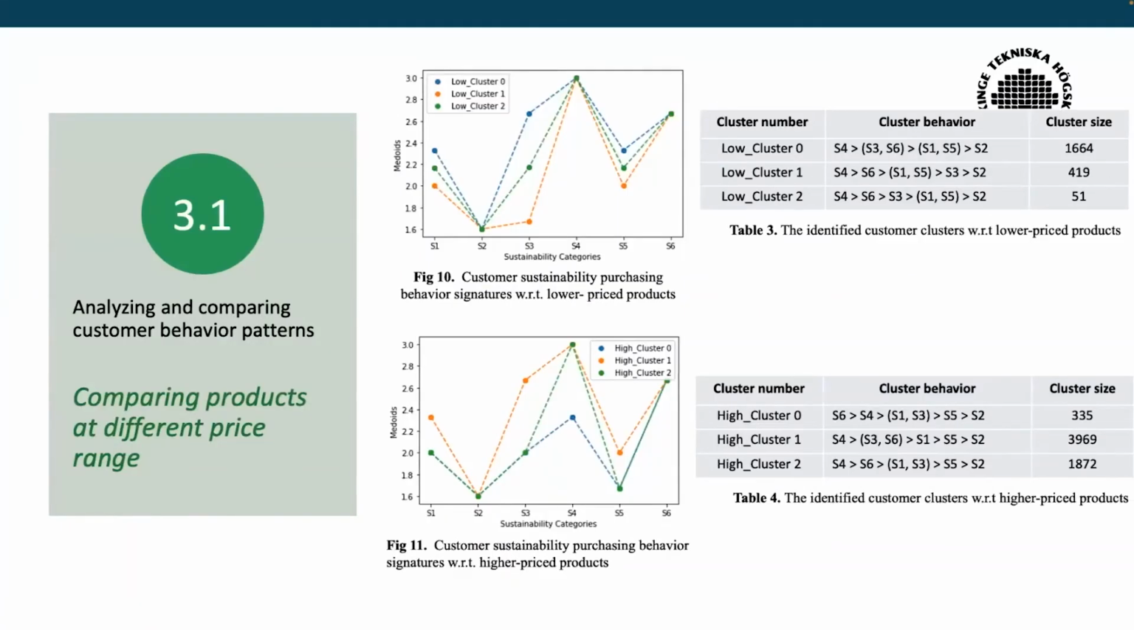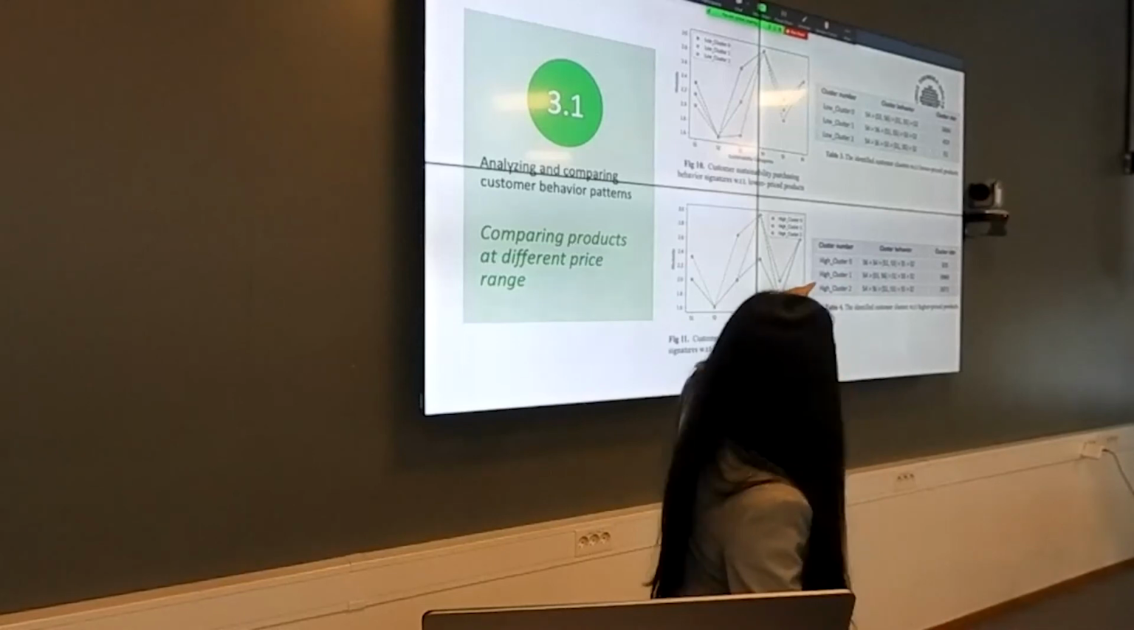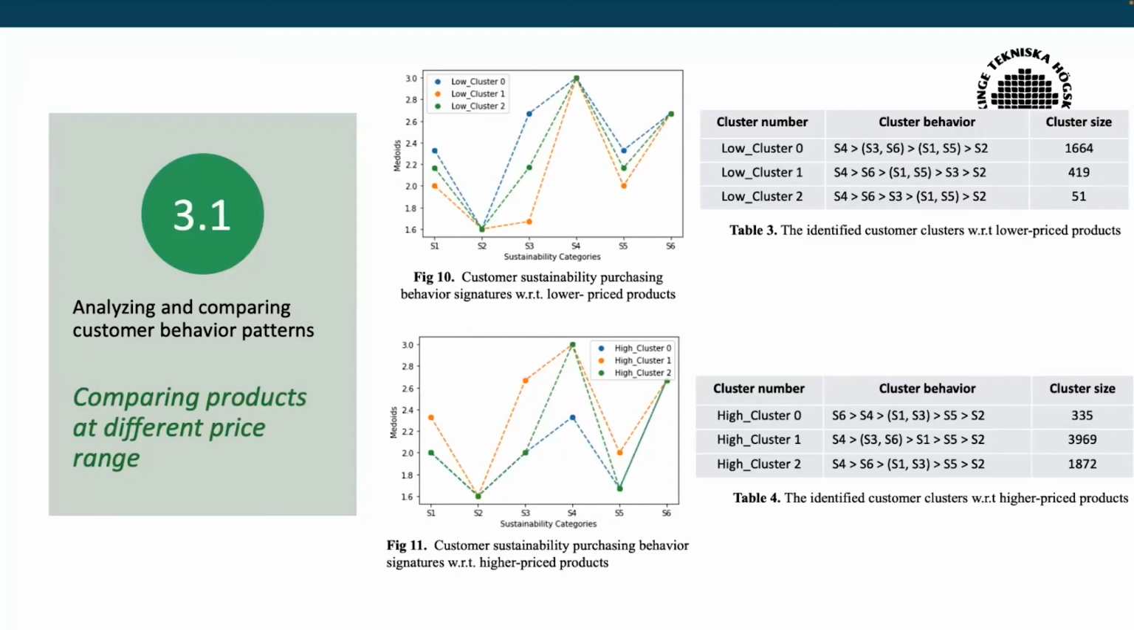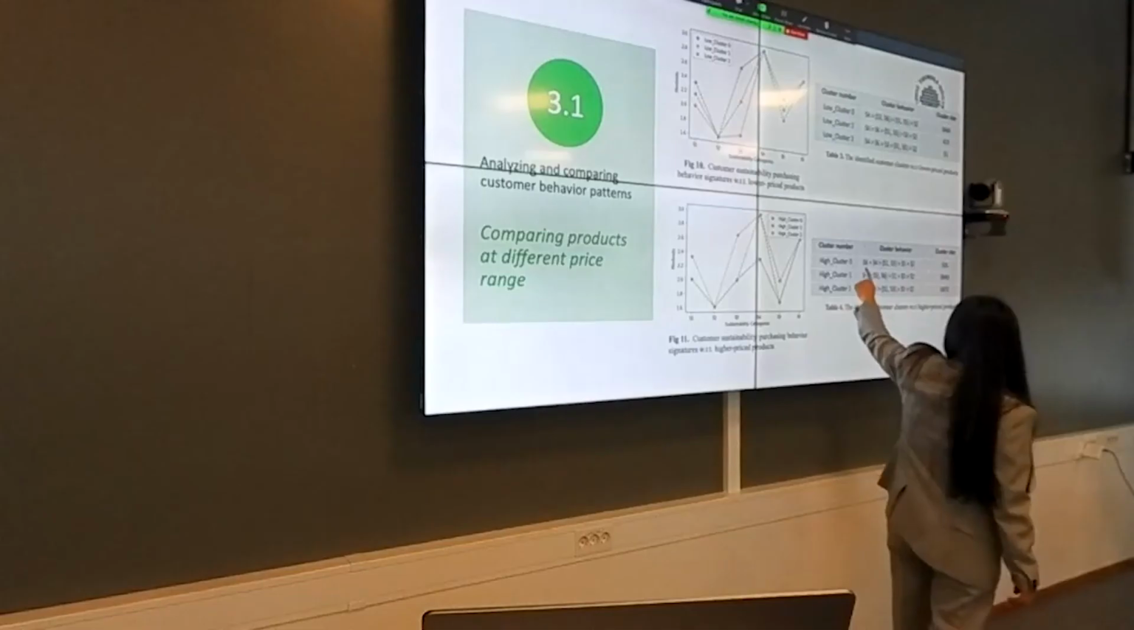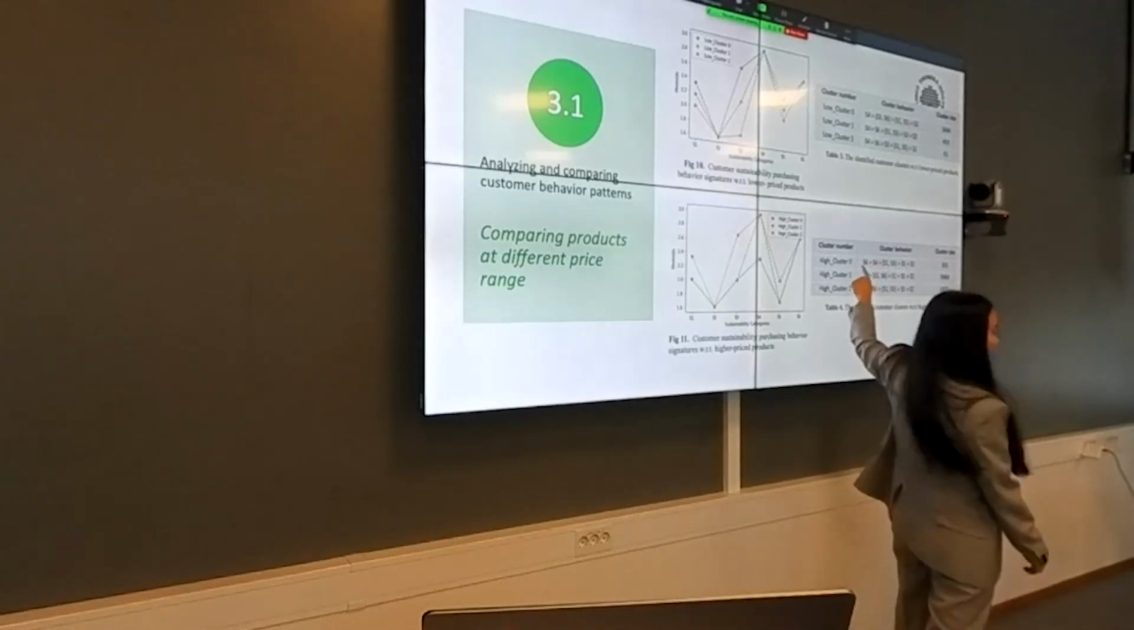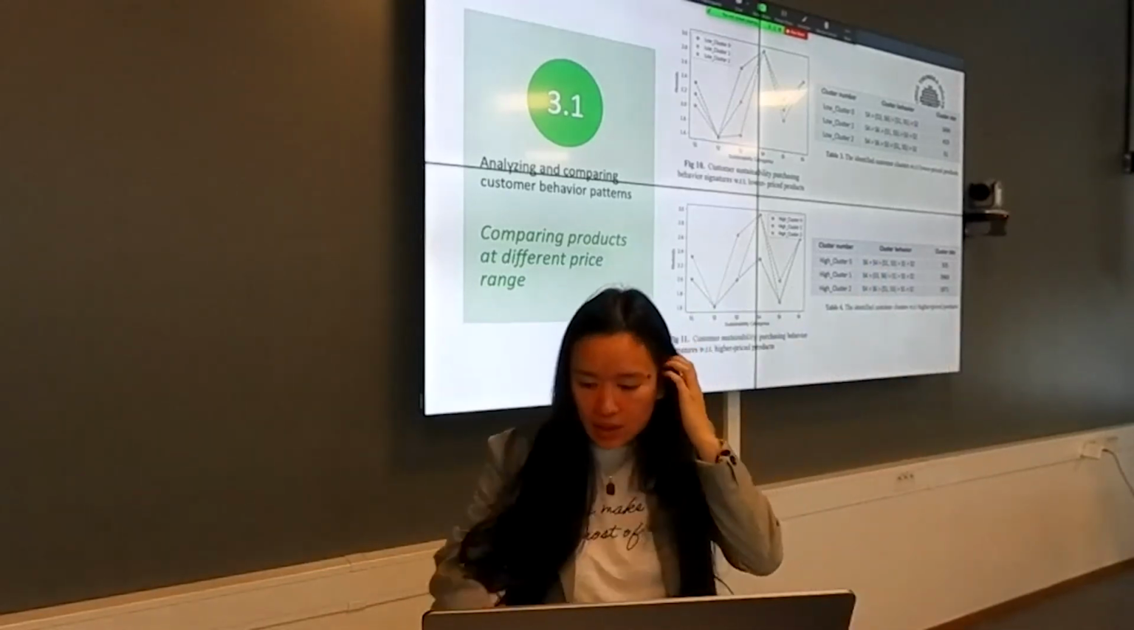We have also delved into a little bit more detail. We tried to divide the chairs into groups: lower priced products, like cheaper chairs, which are not that cheap actually, and more expensive chairs. And then we see whether there are different types of typical purchasing behavior. And we see that actually the typical purchasing behavior for different price ranges differs. And then you can see the size of the cluster and how the behavior is described here. For example, in this cluster for more expensive chairs, the most preferred sustainability category is actually S6. That is the 6th category.